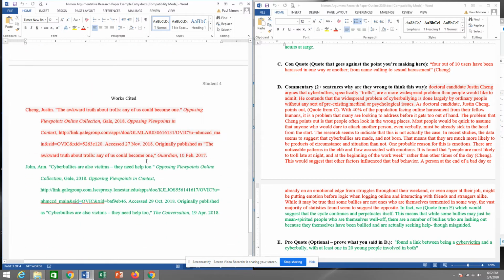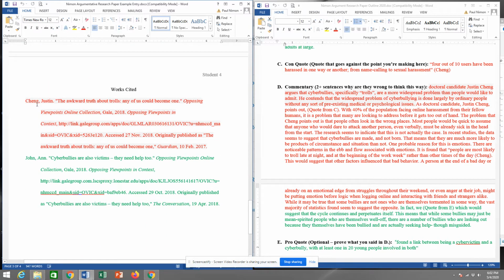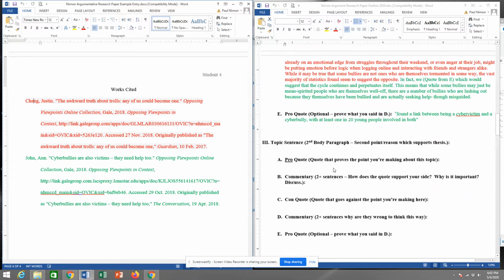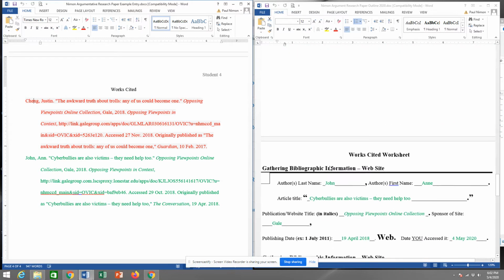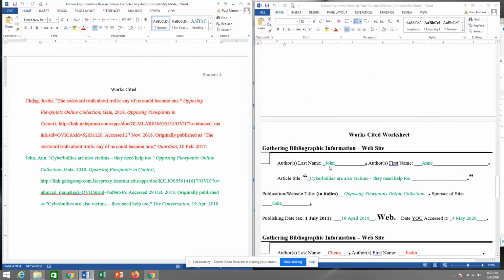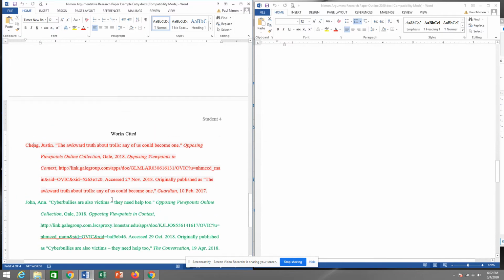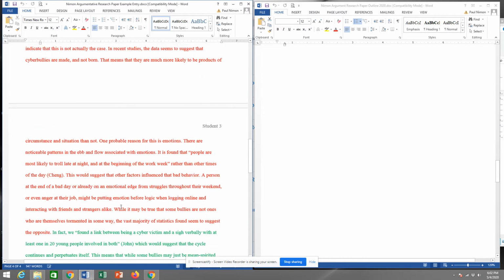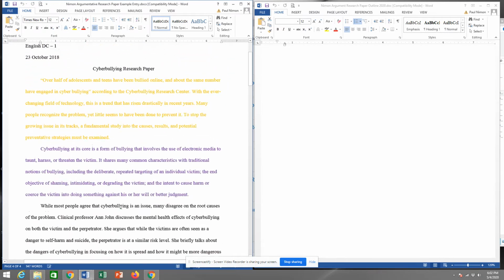Okay, and so there's one body paragraph. Give me two more body paragraphs. At the end, I have copied and pasted the source citations that I got from the sources. I put those in my outline down here and just put them up here. And that's literally it.